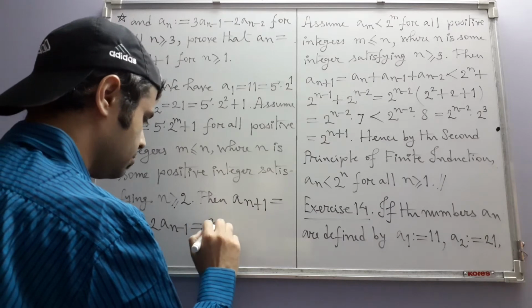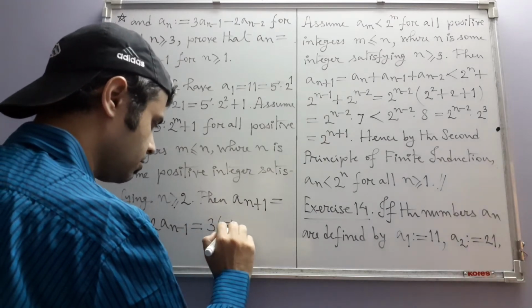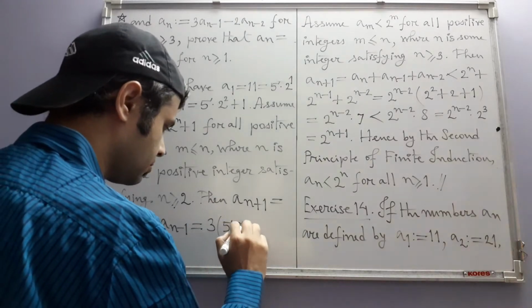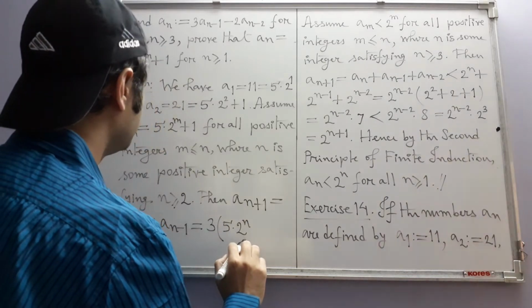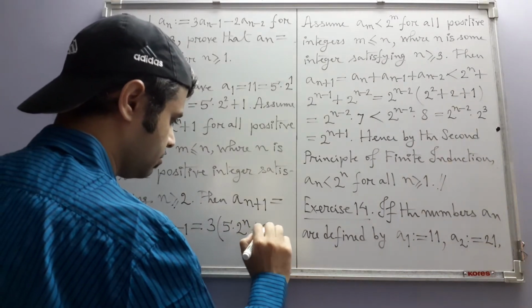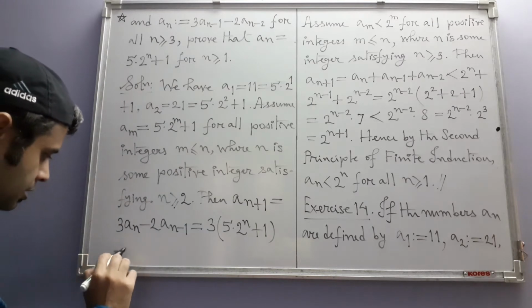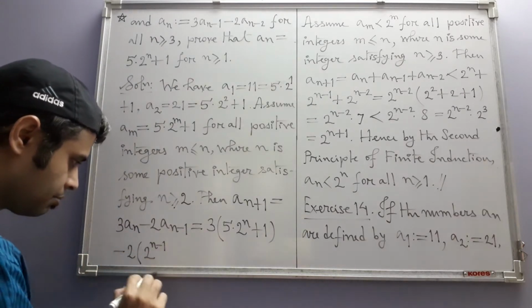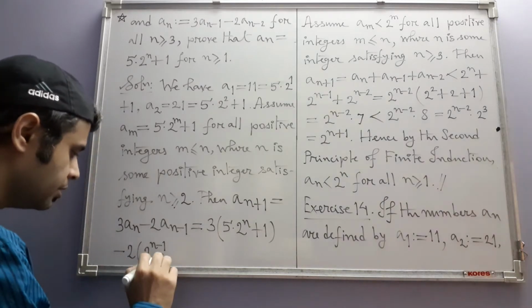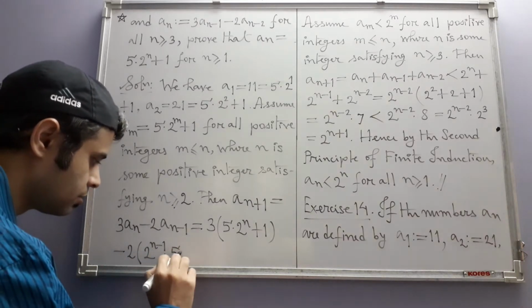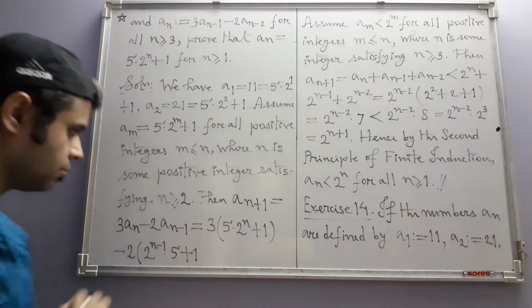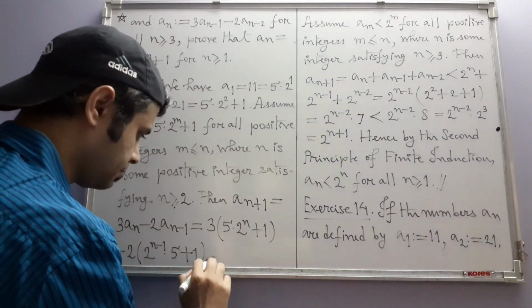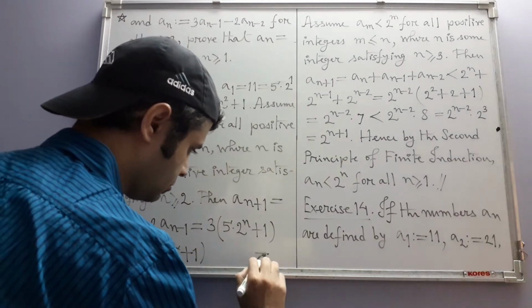So 5 times 2 to the power n plus 1 minus 2 times 2 to the power n minus 1. Oh, there is 5, okay, plus 1. Let me continue there.